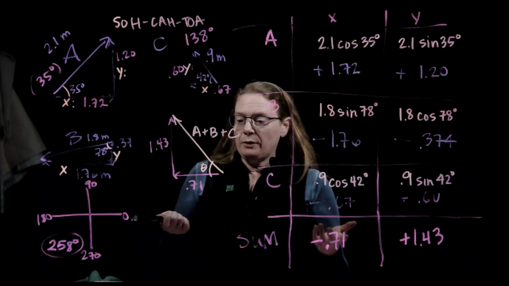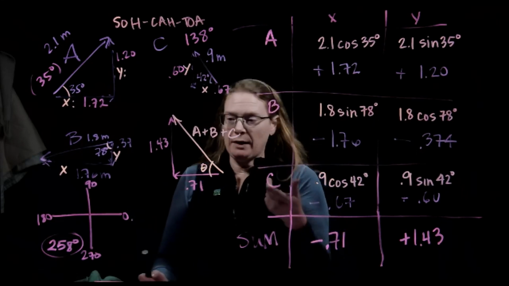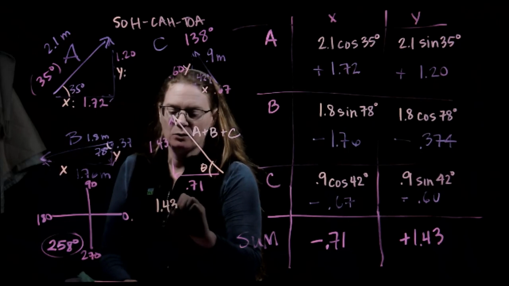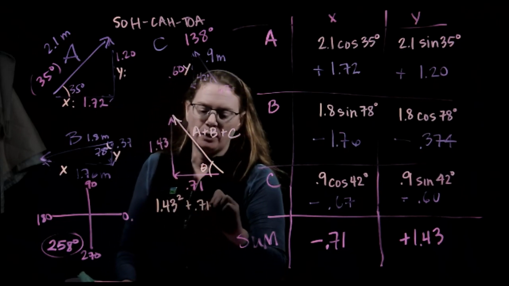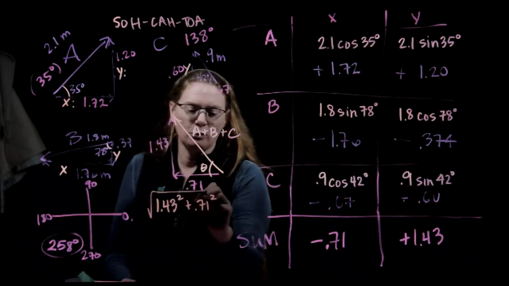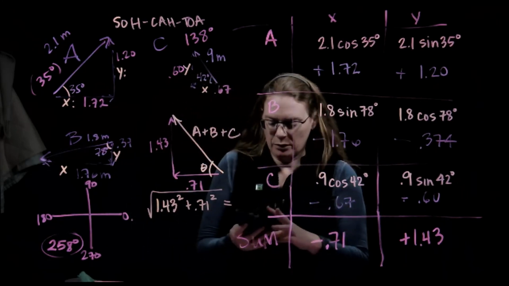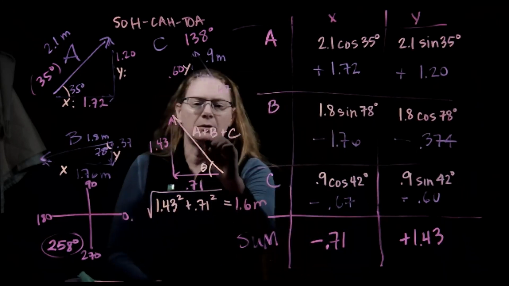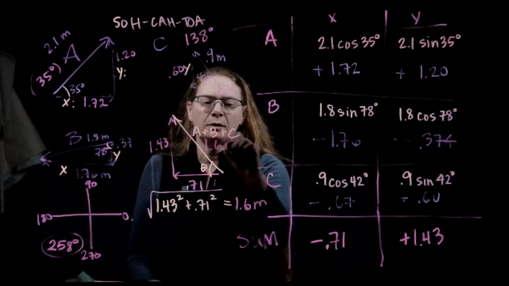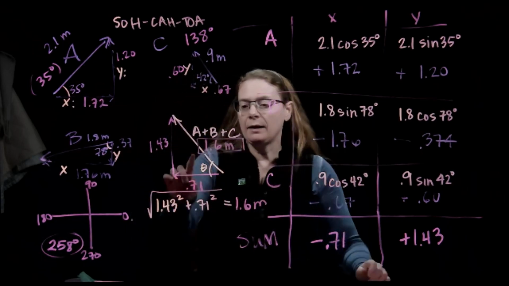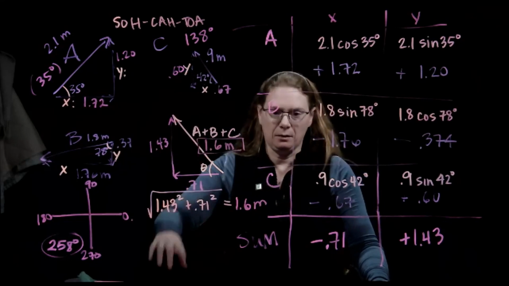So to figure out this vector, we're going to use the Pythagorean theorem. So 1.43 squared plus 0.71 squared, and square root that to get the magnitude. All right, what do we get with that? All right, so that tells me this side, the hypotenuse, is 1.6 meters. That's my magnitude.